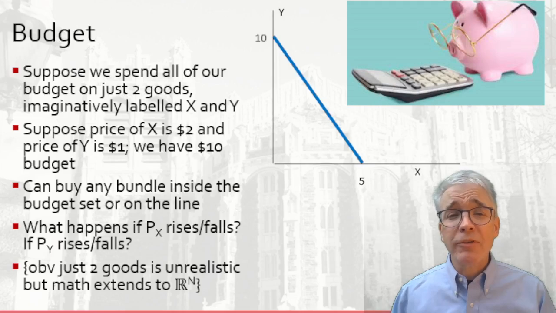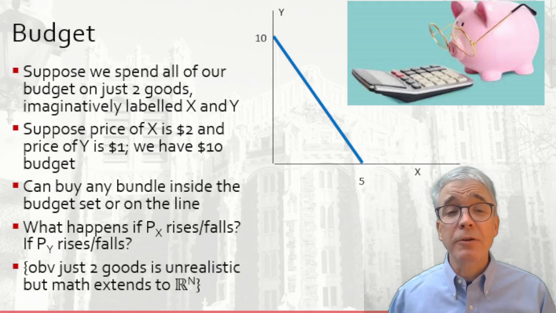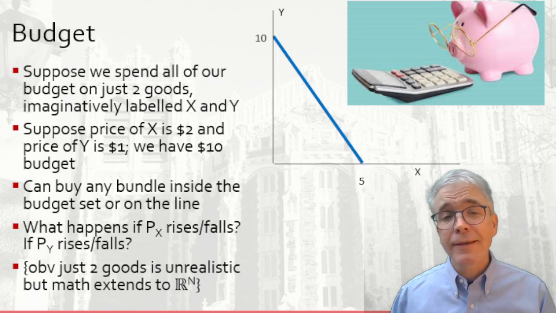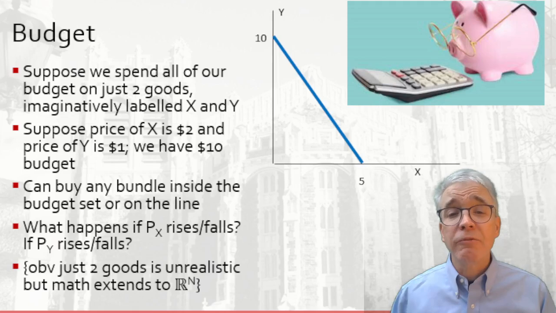Now, what happens if the price of X, which we call PX, rises? What happens to the budget line? If X goes from $2 a piece to $2.50 a piece, then how many X can I buy if I spend all my money on X? The answer is 4. I can buy fewer X as its price rises. An increase in the price of X is going to decrease the amount of X that I can buy, so the budget line will tilt inward.